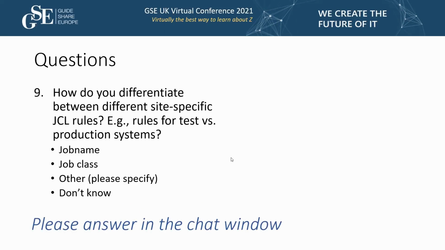And finally, how do you differentiate between different site-specific JCL rules? For example, rules for test versus production systems, to the job name, the job class, or through anything else?